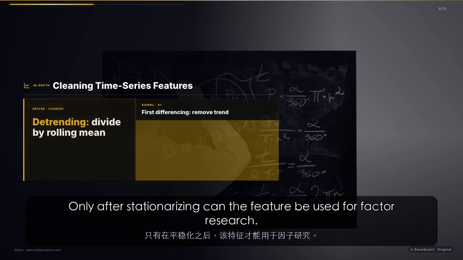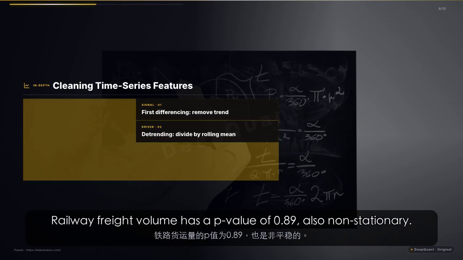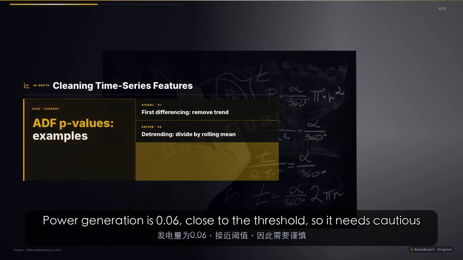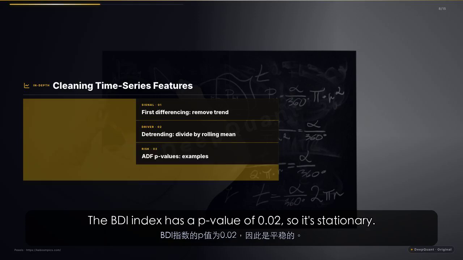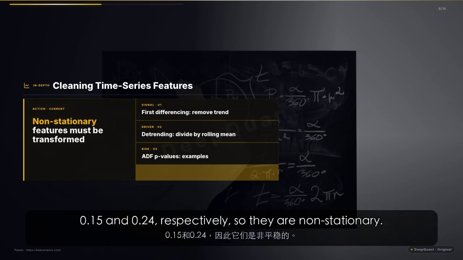For example, iron ore production has a p-value of 0.63, clearly non-stationary. Railway freight volume has a p-value of 0.89, also non-stationary. Power generation is 0.06, close to the threshold, so it needs cautious handling. The BDI index has a p-value of 0.02, so it's stationary. Rebar inventory year-over-year and PDA processing margins have p-values of 0.15 and 0.24, respectively, so they are non-stationary.